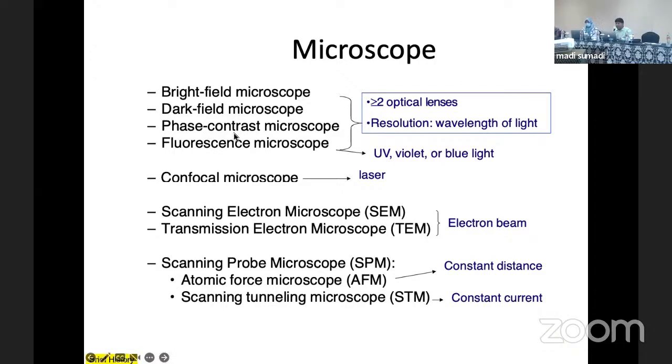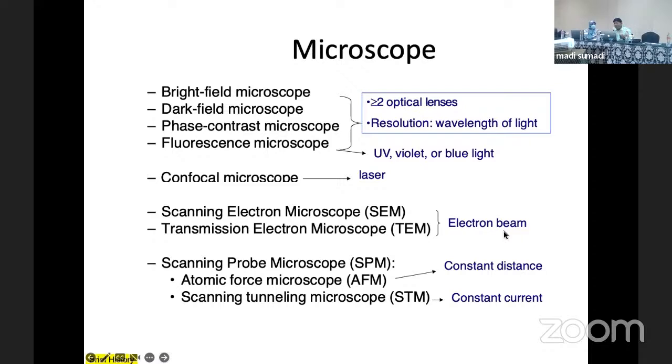So there are bright field, dark field, phase contrast, and fluorescence, where of course the resolution is limited by the wavelength of light, which is 350 to 700 nanometers. Light is the source. Confocal comes a little bit further; you're aware, it uses a laser. Then comes scanning and transmission, where you use not light or a laser but electrons as a beam. And then comes the atomic force microscope, which works at constant distance, and also the scanning tunneling microscope, at constant current.